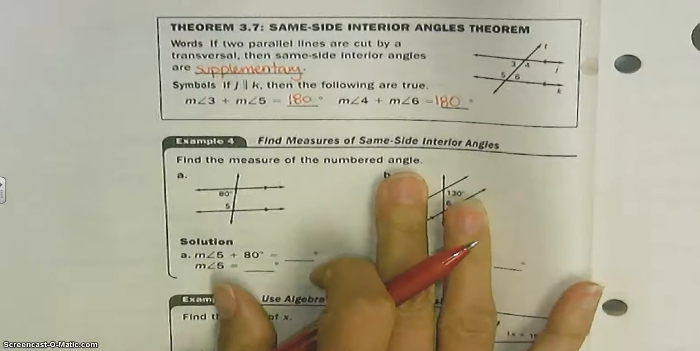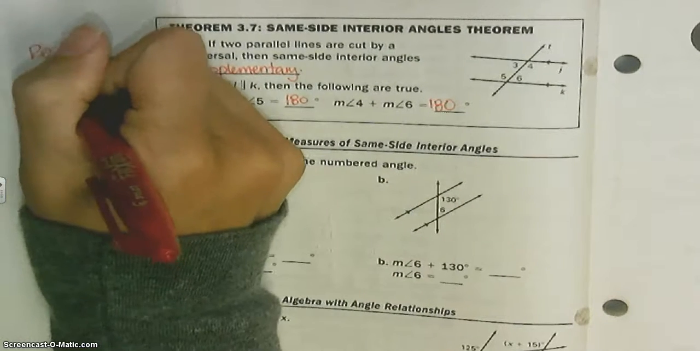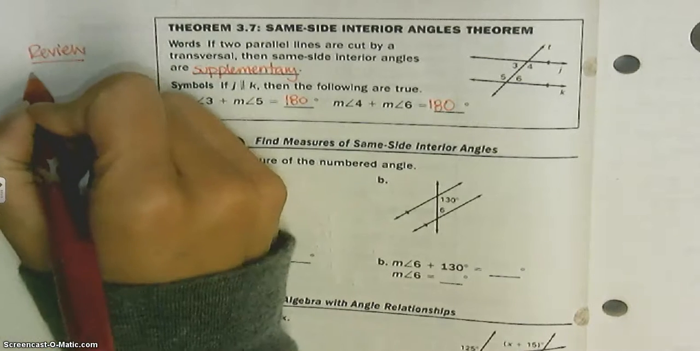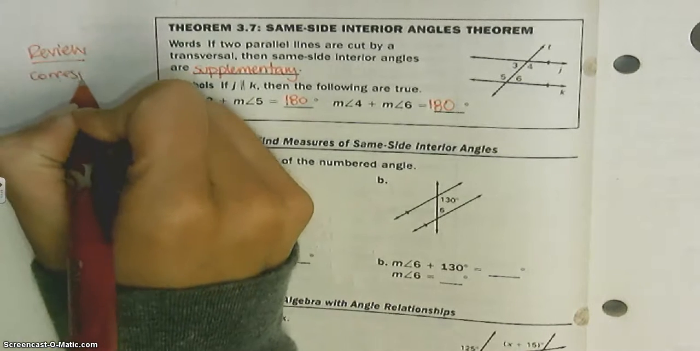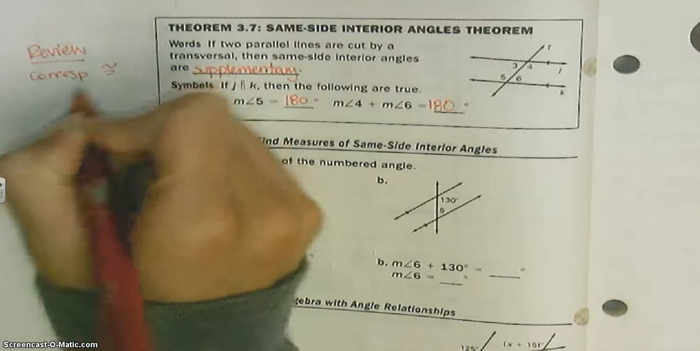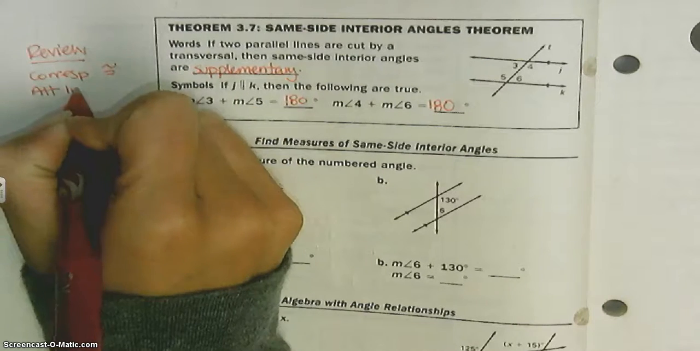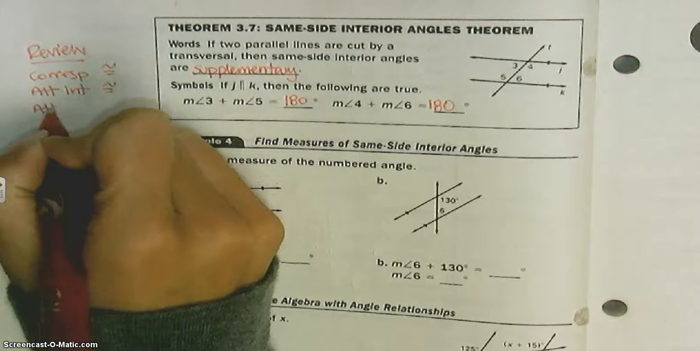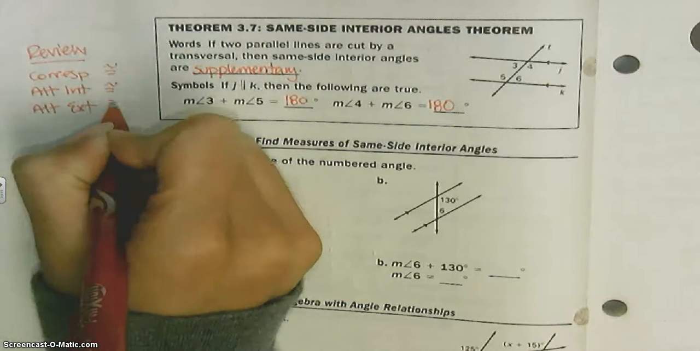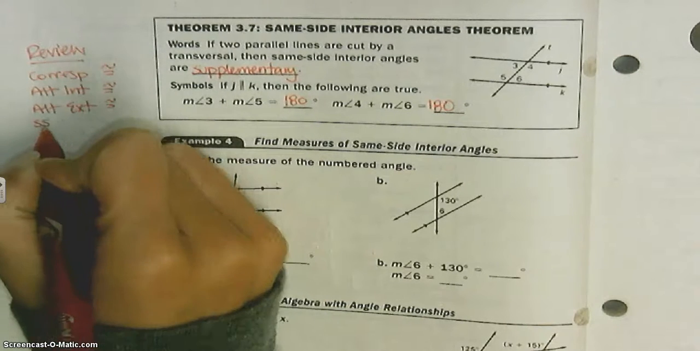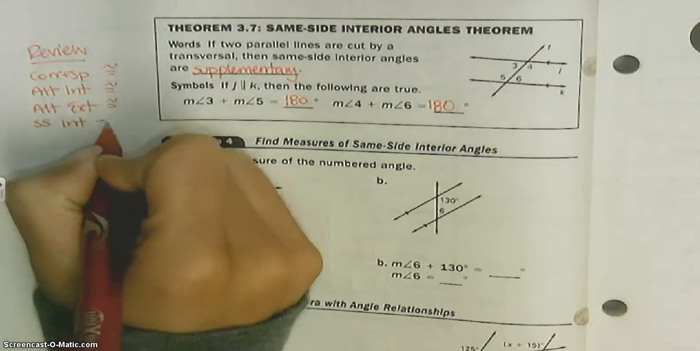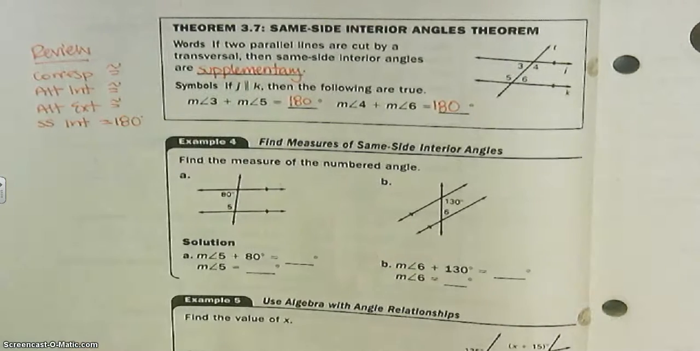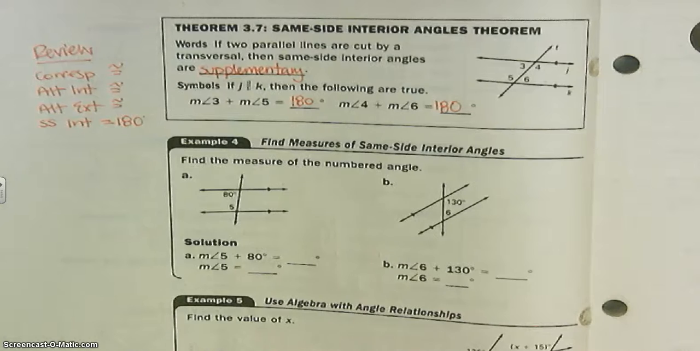So if we were just going to review here, the corresponding angles are congruent, the alternate interior angles are congruent, the alternate exterior angles are congruent, and the same side interior equal 180. So that's your special one that you have to remember. It's different than all the others. So let's do some examples.